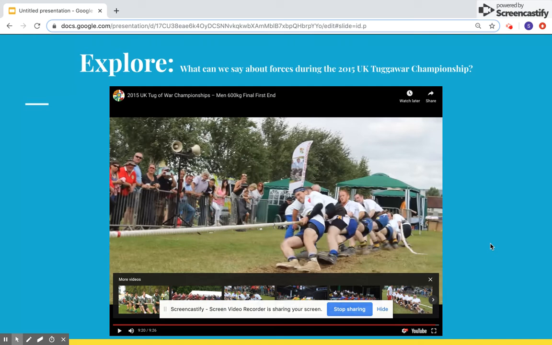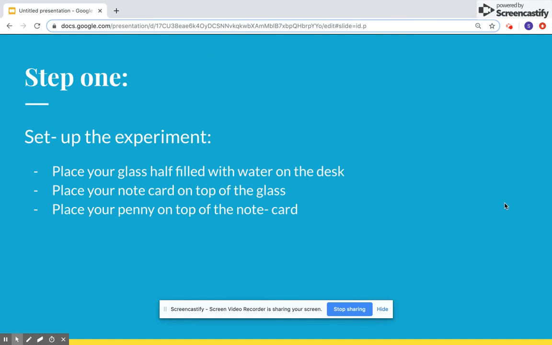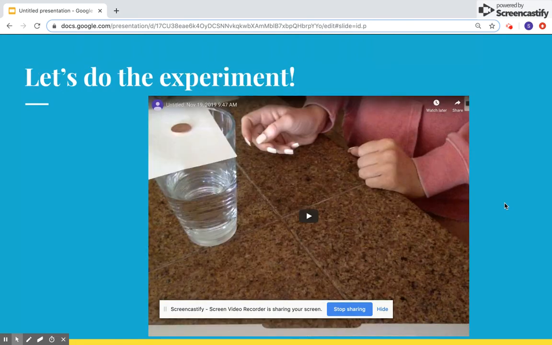We will then elaborate on our thinking by conducting our experiment. So what we will need in order to conduct this experiment is a cup filled halfway with water, a note card, and a penny, just like the pictures I have right here. Step 1, we'll set up the experiment. Place your glass half filled with water on the desk, place your note card on top of the glass, and place your penny on top of the note card. Our experiment should look like this.